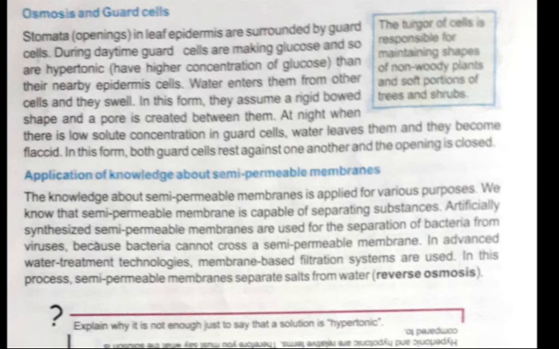Because bacteria cannot cross a semi-permeable membrane, in advanced water treatment technologies, membrane-based filtration systems are used. In this process, semi-permeable membranes separate salts from water, which is against the osmosis process, that is, the reverse of osmosis. Now we will discuss our next topic, which is filtration.